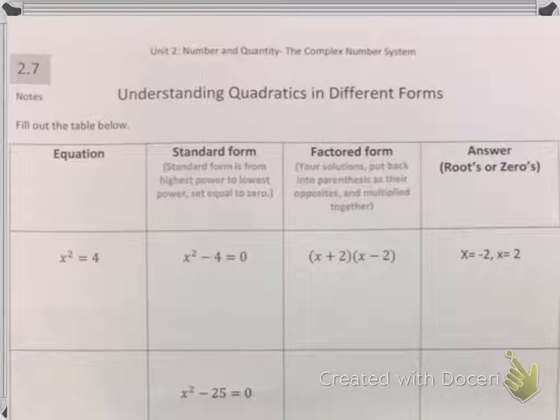This is Note-Taking Guide 2.7. What we're going to do is just write our equations today in a lot of different forms.